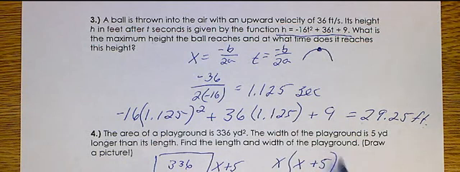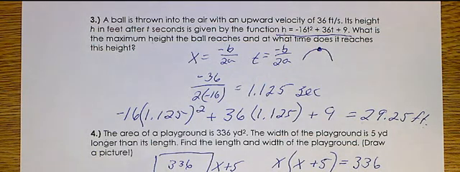And the area is 336. How do I solve this? First I have to distribute. So I have x squared plus 5x is equal to 336. I subtract that to the other side, so I have x squared plus 5x minus 336 is equal to 0. Remember, your quadratic has to be set to 0 to use it, so now it has an x squared, an x, and a 1 by itself, so use the quadratic formula.